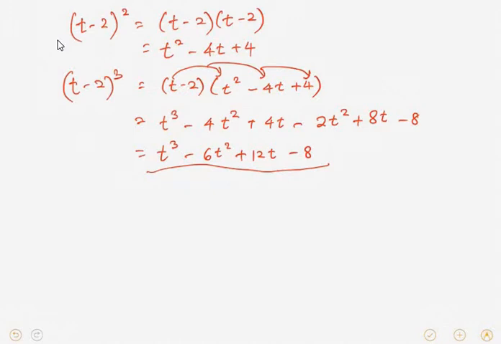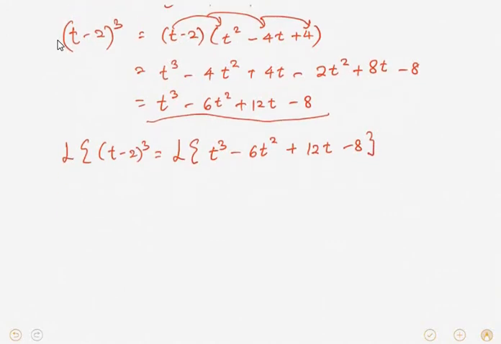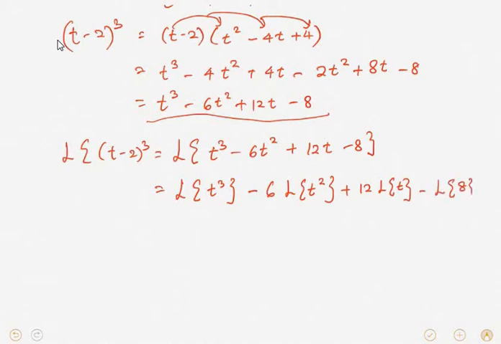So the Laplace transform of (t minus 2) power of 3 is equivalent to the Laplace transform of t power of 3 minus 6t power of 2 plus 12t minus 8. So we can separate them: the Laplace transform of t power of 3, minus 6 times the Laplace transform of t power of 2, plus 12 times the Laplace transform of t, minus the Laplace transform of 8.